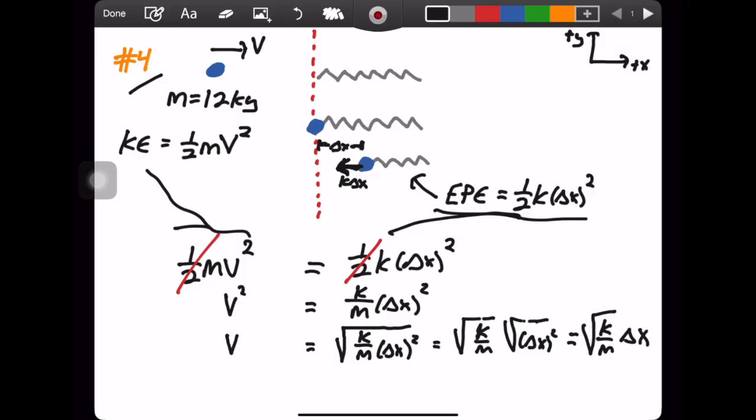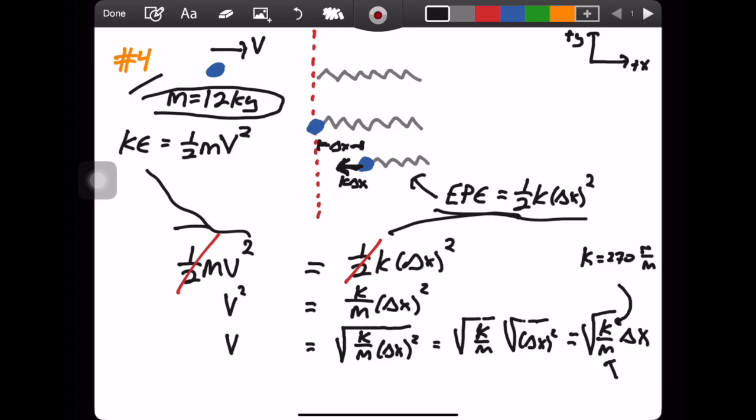And we have everything we need to solve this problem, because we were told the mass, and that of course is this term right here. And then we want to know what this k term is right here. Well, k was given to us as well. K in this problem is equal to 270 newtons per meter.